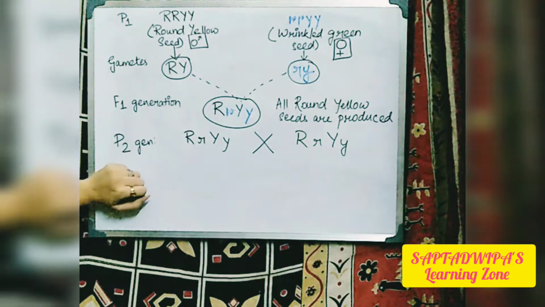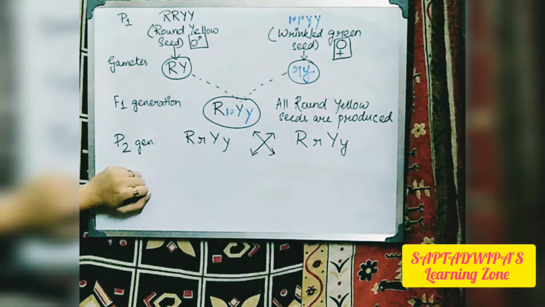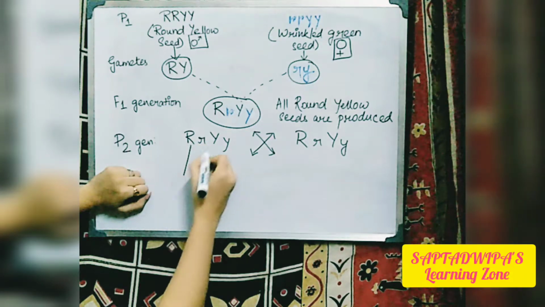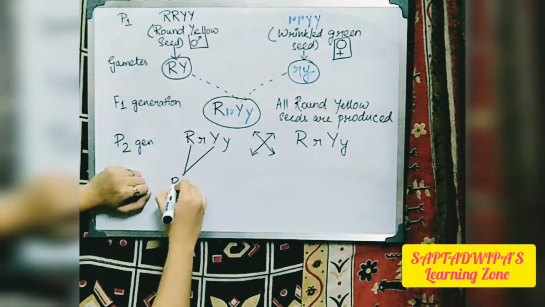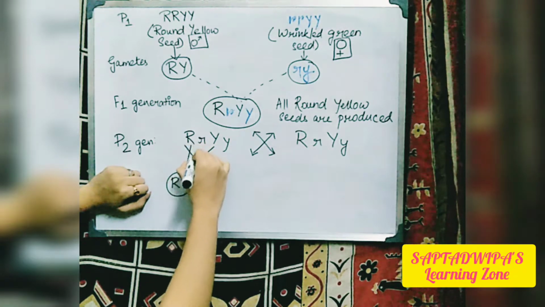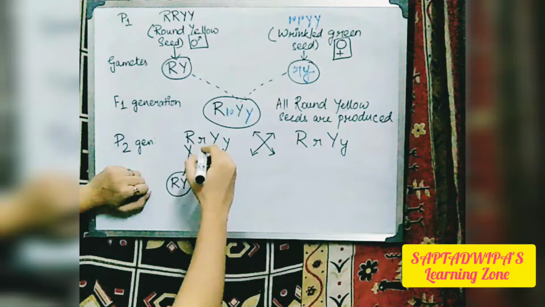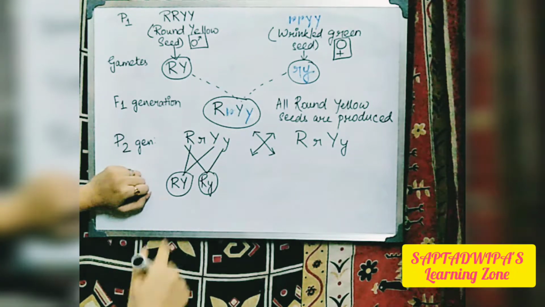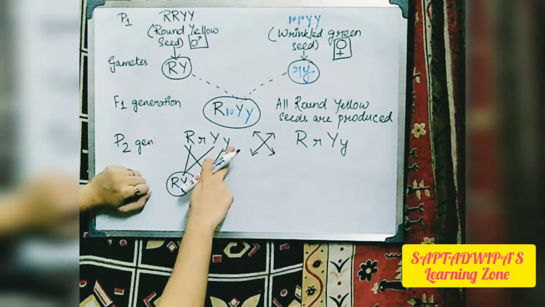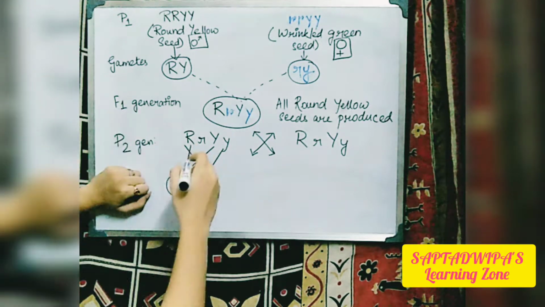These will be giving results when we are doing a crossing over. So what are the results that are getting produced? Capital R and capital Y gives you these two. Then capital R, small y gives you these two. So capital R work is done, right? Capital R has been combined with capital Y once, so round yellow, and capital R combined with small y, that is round green. Then coming to the small r.